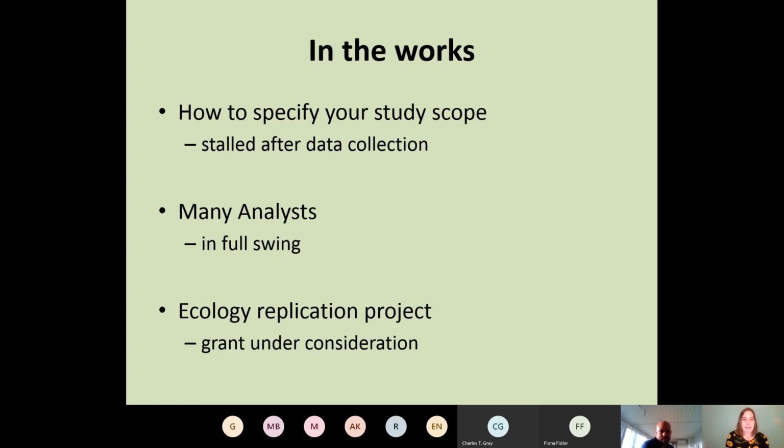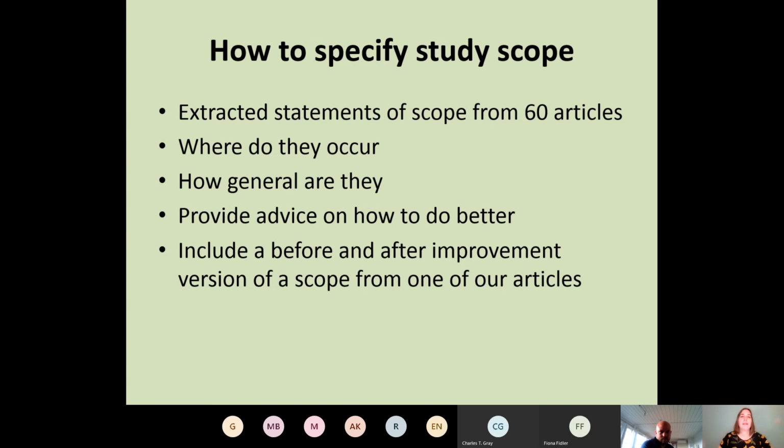And the other one is one that I've recently applied for a grant for, which is to do with starting a replication project in ecology. So for the study on specifying study scope, I got a team of researchers to extract statements about the scopes of studies from 60 different articles and look at where they occur in the article, how general they are, and we're going to try and bring our thoughts about this together to provide advice about how to do that better.